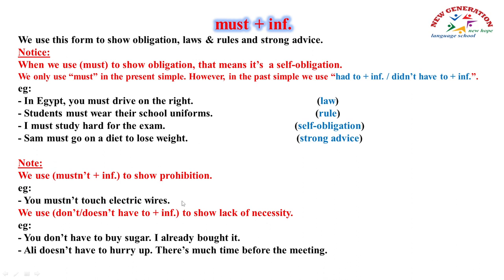Of course not. We use don't or doesn't have to plus the infinitive to show lack of necessity. Something is not necessary. You don't have to buy sugar. Why? I already bought it, so it's not necessary. Ali doesn't have to hurry up. Why? There is much time before the meeting.